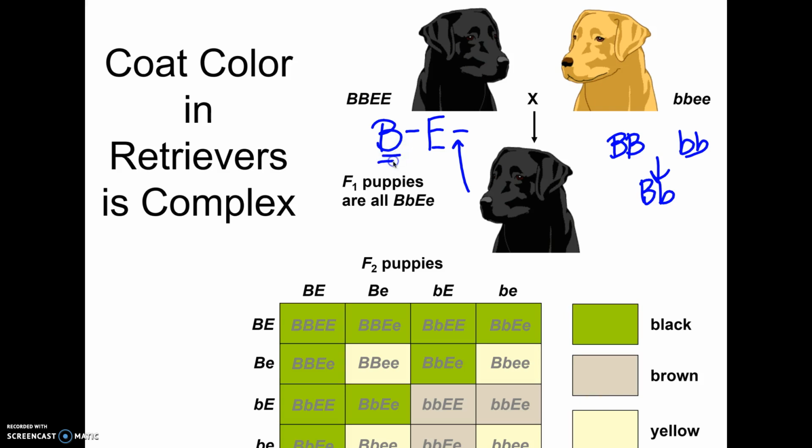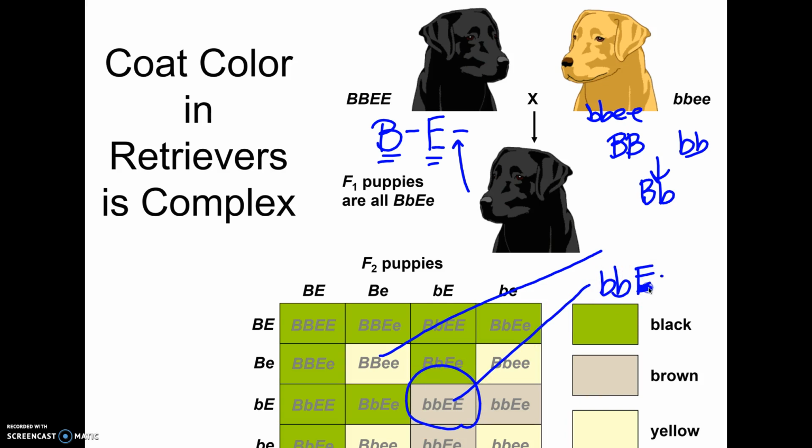Anyway, if they have at least one capital B and one capital E, they're black. If they're all lowercase, they're yellow. But the way that we get chocolate labs is, oops, no, here. If the little b's are little, but they have at least one capital E, the lab comes out as a chocolate lab. Again, I'm not concerned that you memorize anything about Labrador retrievers.